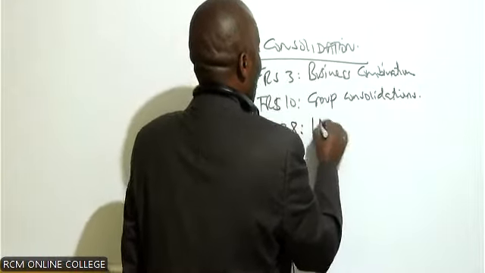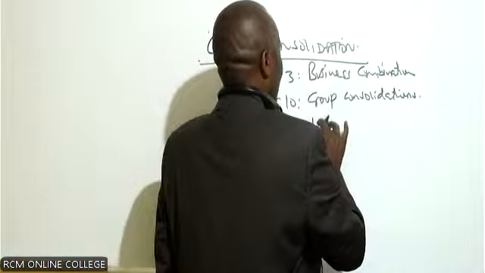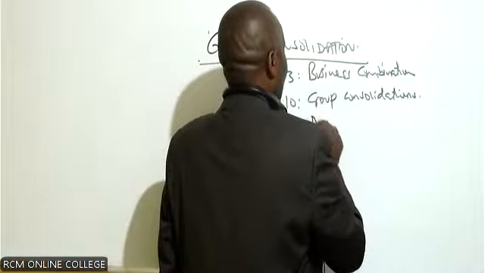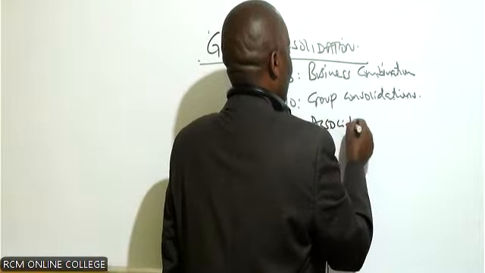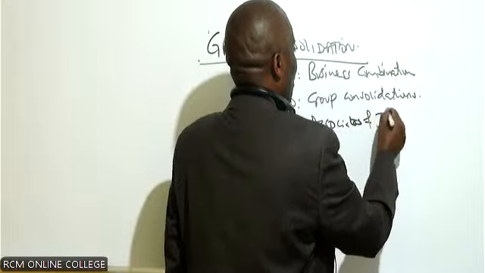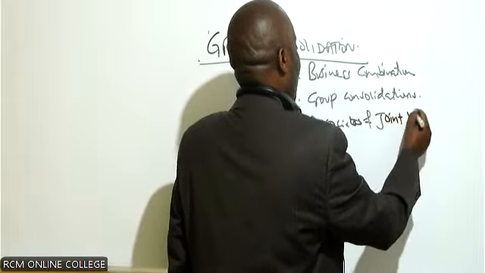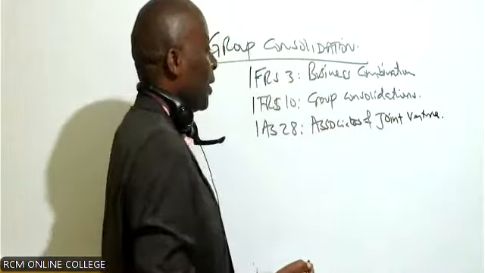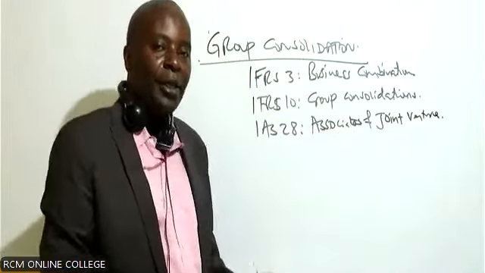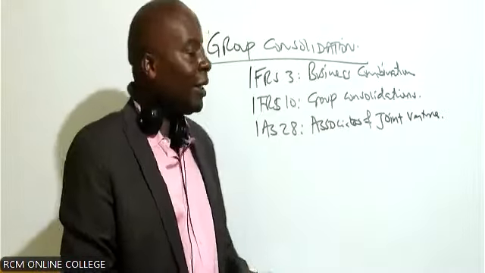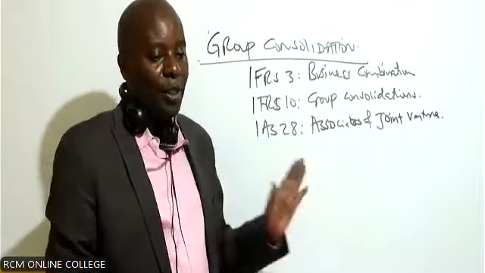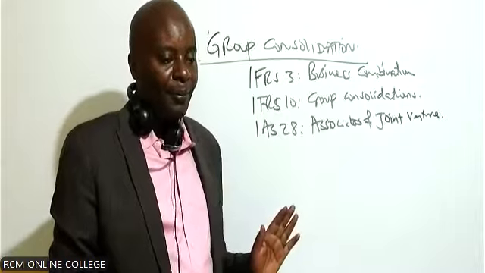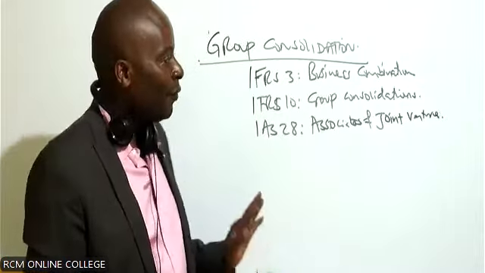IAS 28 talks about investments in associates and joint ventures. We also have others like IFRS 11, talking about joint arrangements. But these three are the most important for your exams. For your exams. Very, very important.